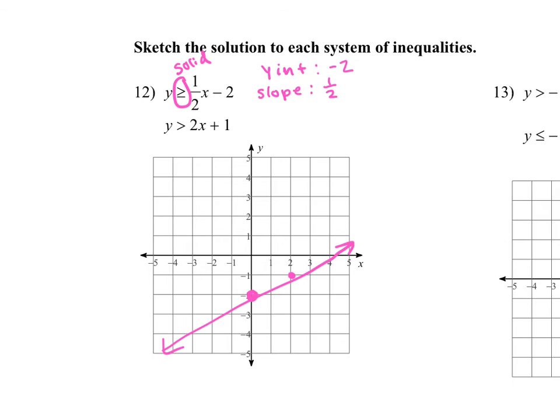What do we need to do now? These are inequalities, so we need to shade. How do we find where we're going to shade? Plug in 0, 0. So 0 is greater than or equal to -2. Is this true? Yeah. So where are we going to shade? Up top.